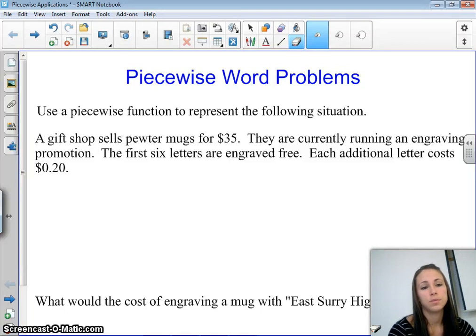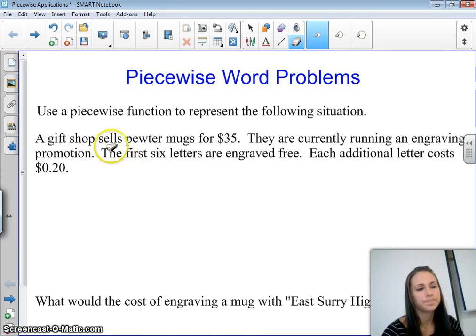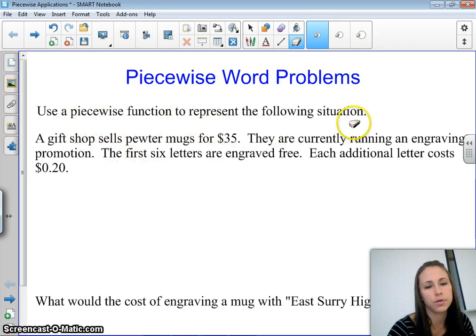Alright, so we're going to start using piecewise functions to model word problems or real-life applications. And so I want to look at this first example. And it says, use a piecewise function to represent the following situation.